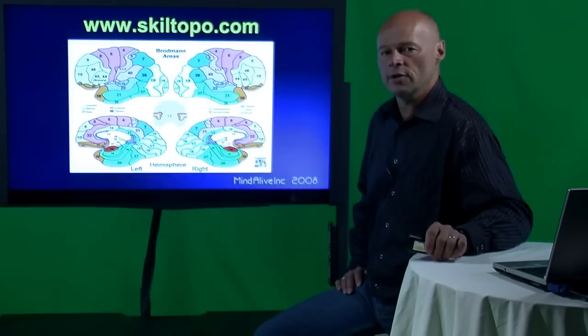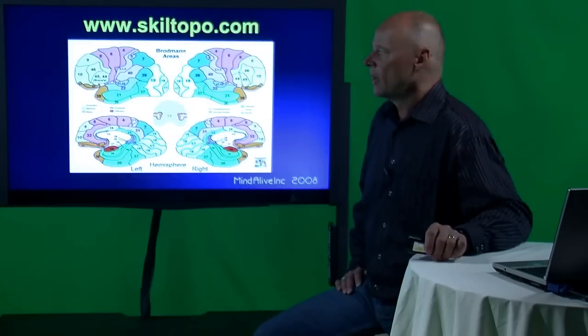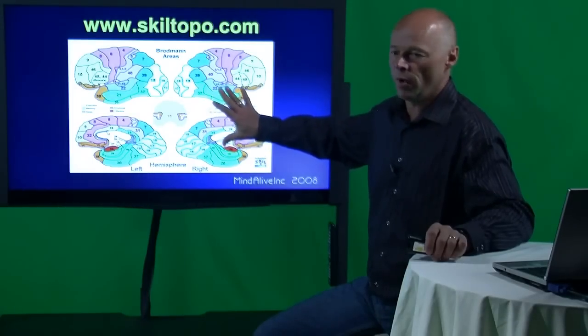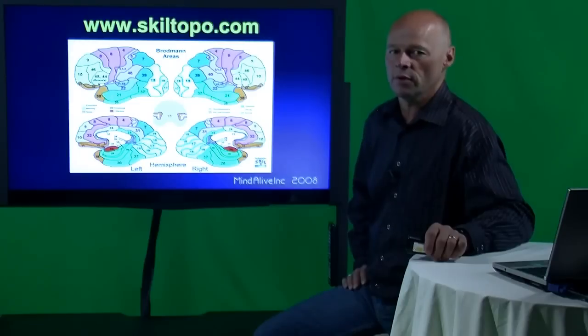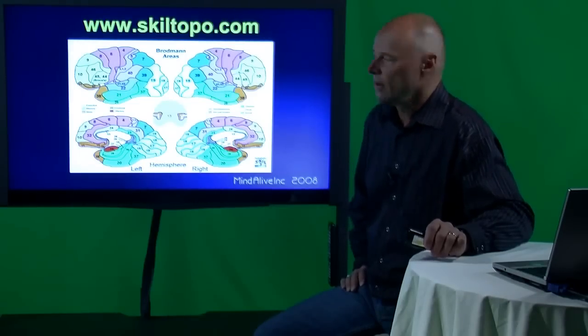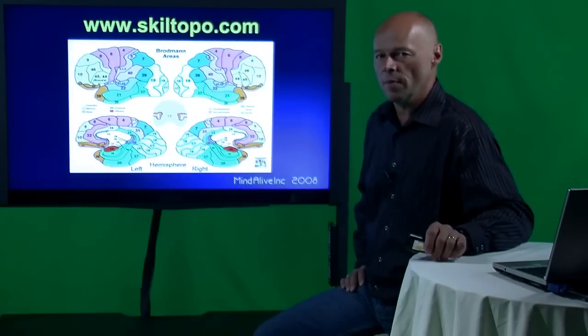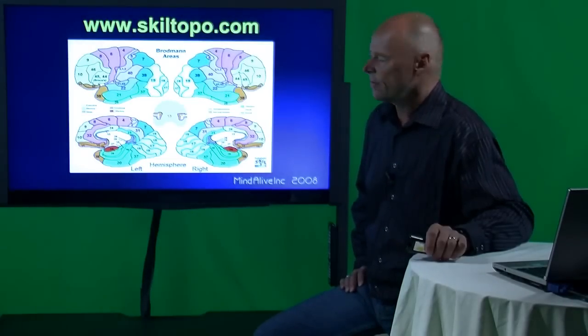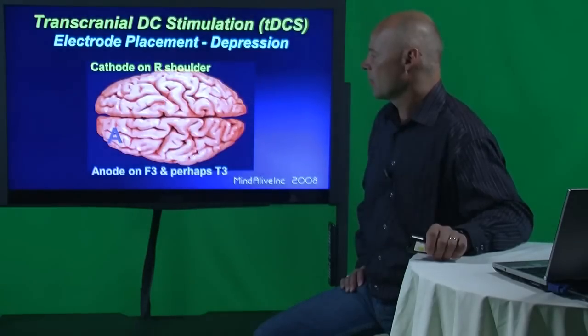When working with transcranial DC stimulation, I highly recommend that you get a Brodmann area chart. Brodmann area charts can be found in several locations on the internet. Skilltopo.com has some very good reference material on Brodmann areas. Using Brodmann information, we can do all kinds of interesting work.